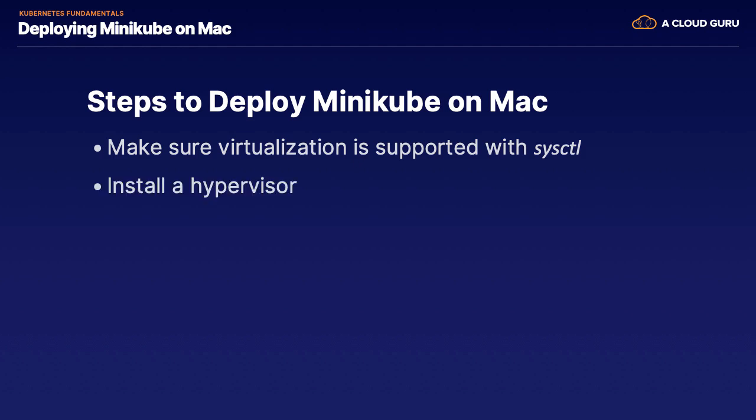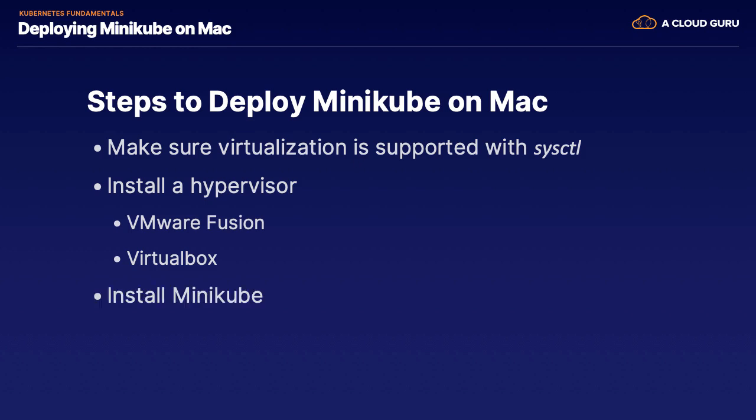The next step is to install a hypervisor, but this isn't as hard as it sounds. In fact, it can be done with a single command. The default hypervisor is VirtualBox, but VMware Fusion can also be used. In just a moment, I'll walk you through installing VirtualBox using just a single command. From there, you install MiniKube, install kubectl or kubecontrol, and then finally start up MiniKube.